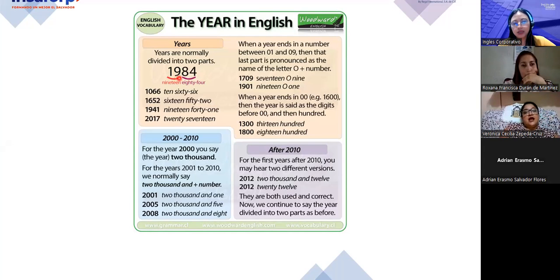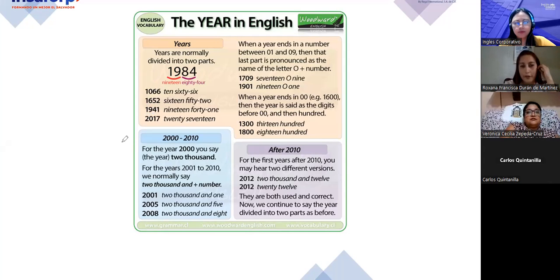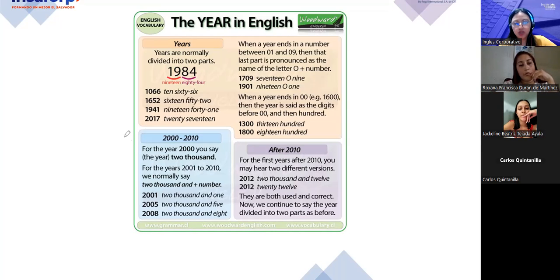So how do we read this one? It's 1984. Help me out, class. Ayúdenme con el dos. How do you read this one? 1066. How about this one? 1652. All right. In this one? 1941. Okay. 41, or you can say 41 in British English. In this one? 2017. You can say 20 17 or 20 17? 2017. Y aquí venían las excepciones.